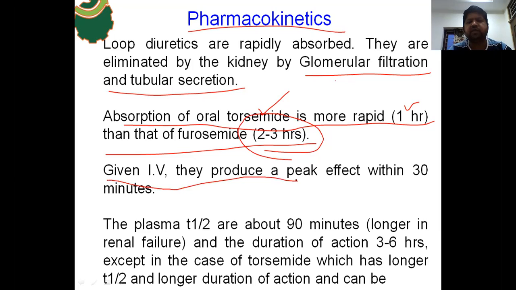Given intravenously, furosemide or torsemide or loop diuretics will produce a peak effect, the maximum effect, within 30 minutes. The plasma half-life of furosemide is about 90 minutes. Half-life of most of the diuretics falls in the range of 90 minutes. Half-life means the time taken for a drug to reduce to 50% of its initial concentration. If you take 500 mg, within how much time does that 500 mg become 250 mg? That is what we call half-life.